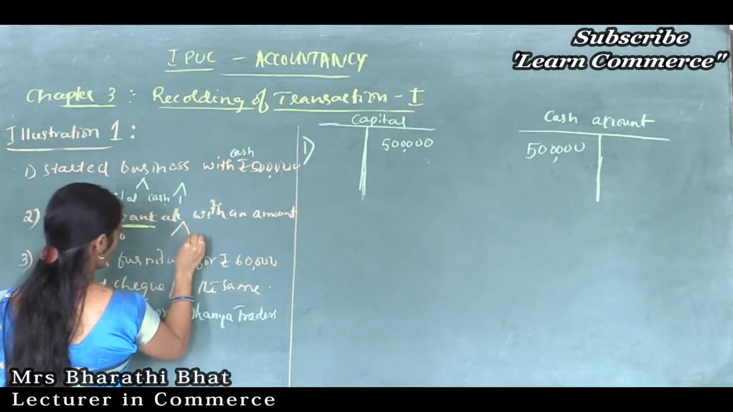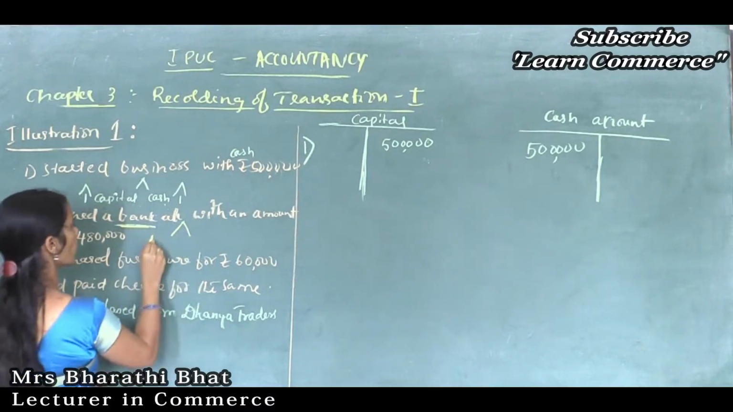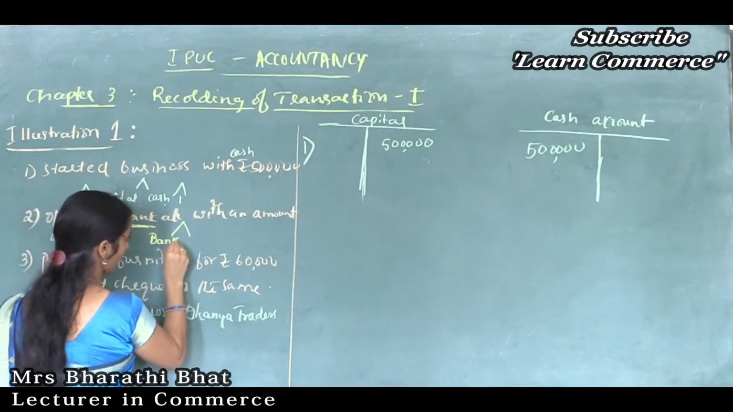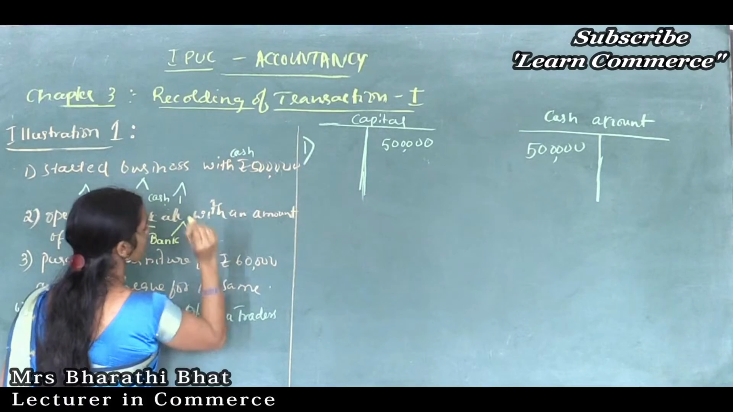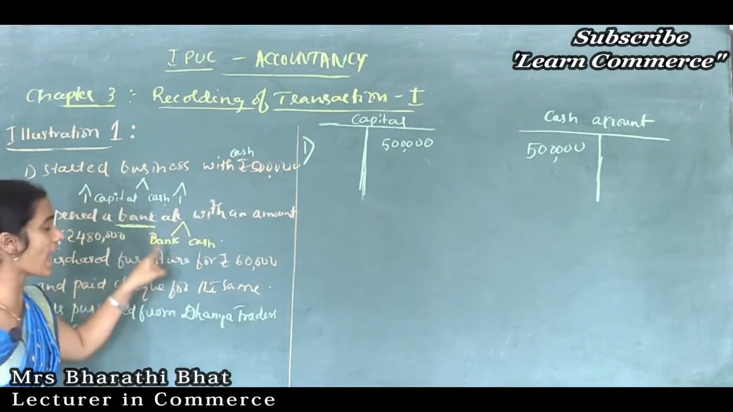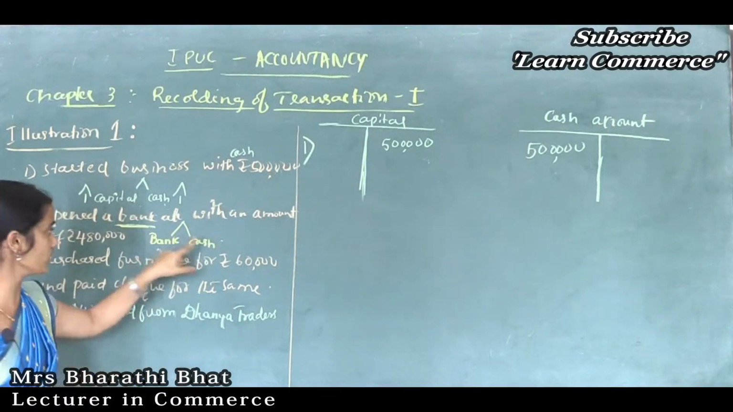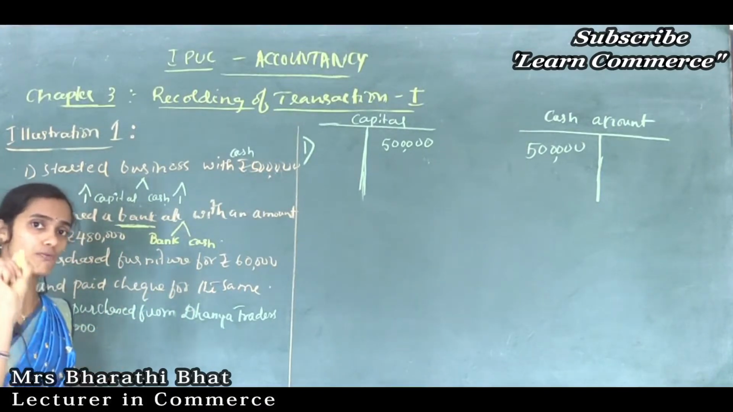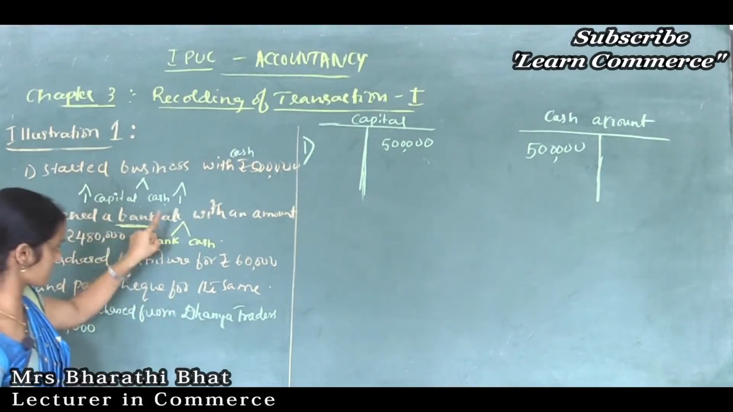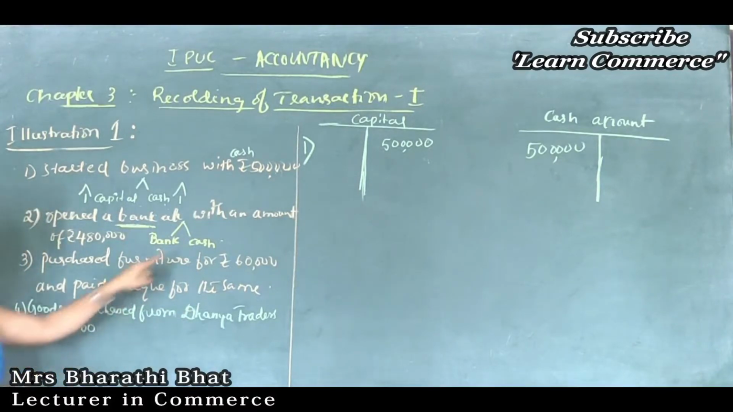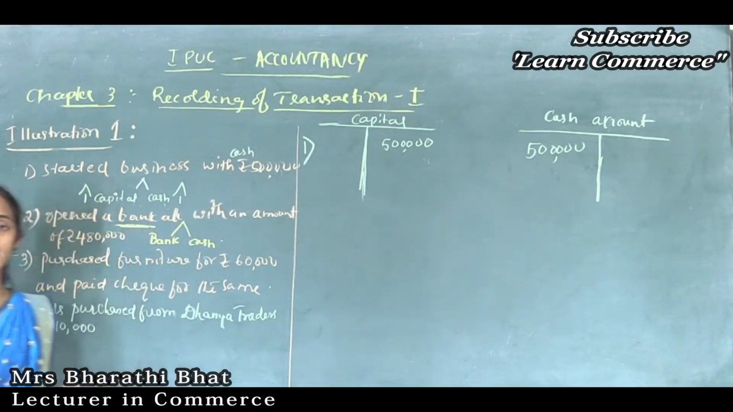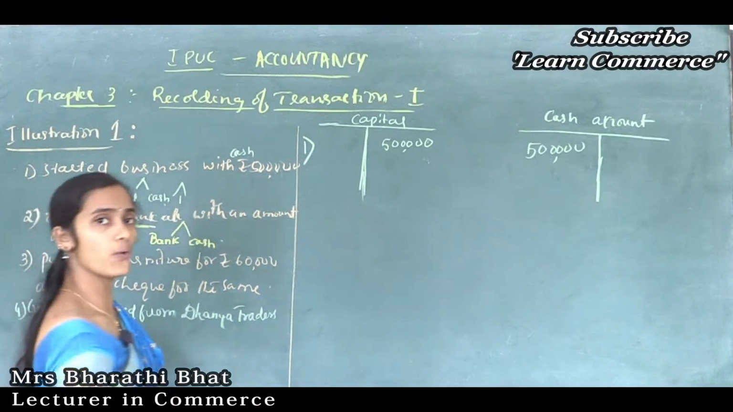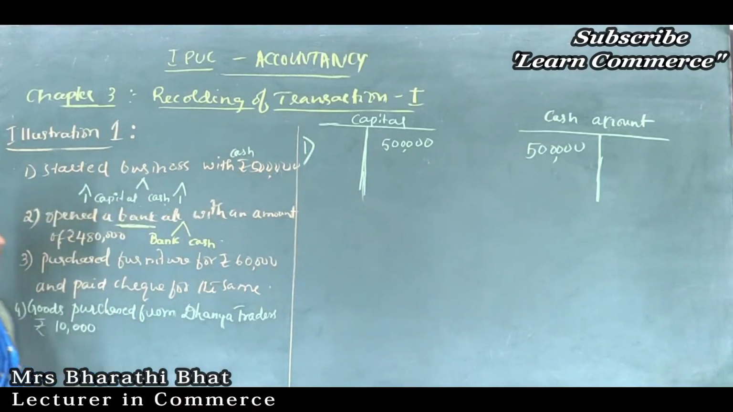So we should identify the two accounts here. One is bank, another one is cash. These both are assets. So we should apply the rule of assets, which means increase in asset is to be debited, decrease in asset is to be credited. How can we apply this rule here?